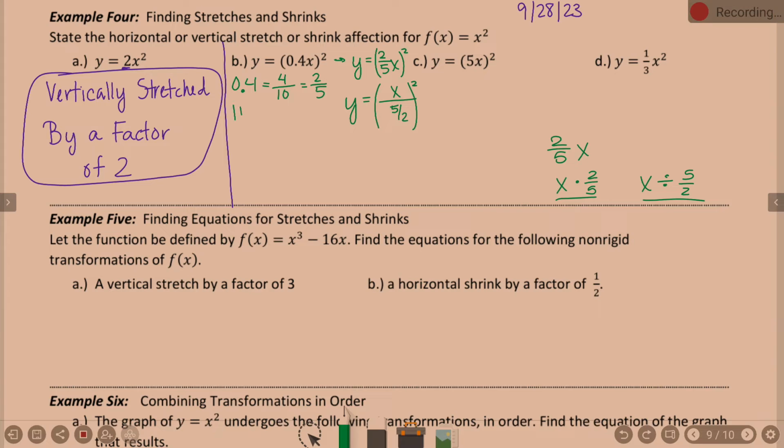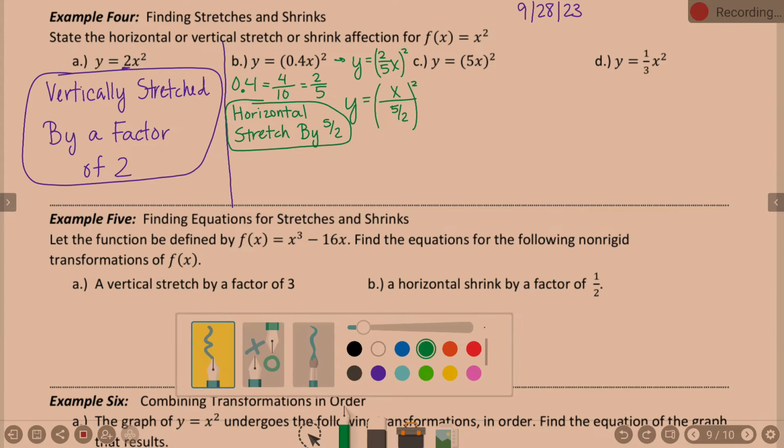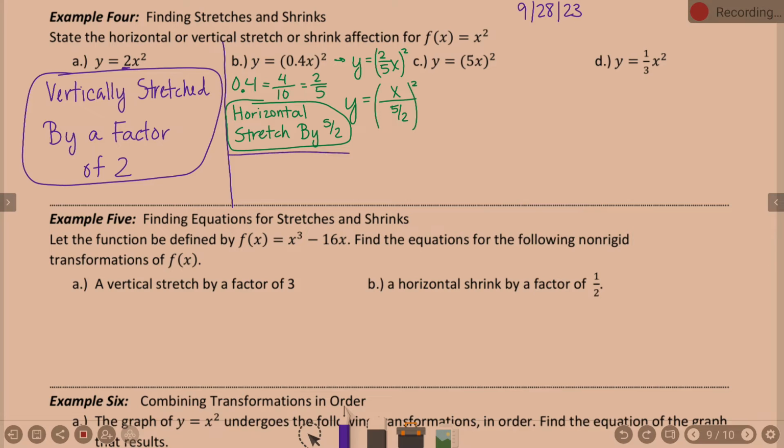Okay, so this is now, leave a little room at the bottom if you still have it, because we're going to talk about what else this could be. Horizontal stretch, officially by a factor of 5/2. I just don't have a ton of room. Now, let's talk or. Okay.